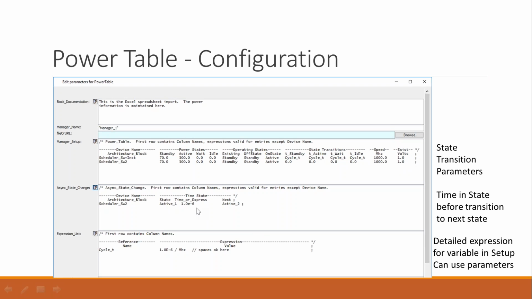Now this one here shows me, for this particular device, if I'm in active 1, how much time I should be there before I move to active 2. So this is more of a state-based logic that you can set up in your system. The assumption here is active 1 and active 2 are states in the model.